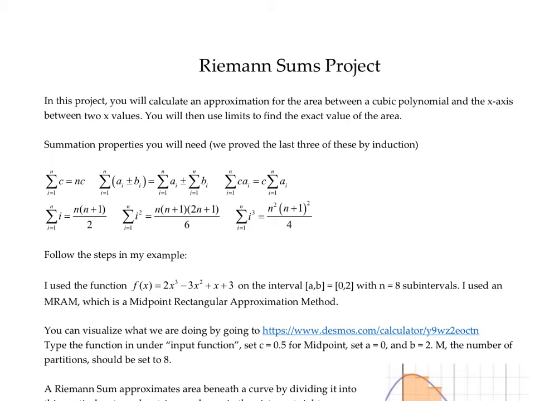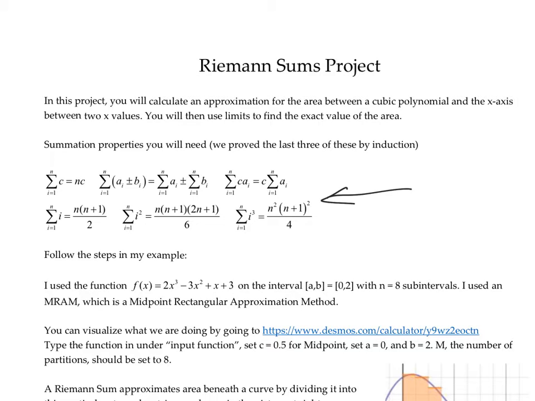Hello, this video is to help students understand and complete the Riemann sums project. You should understand that we'll be approximating the area between a cubic polynomial and the x-axis between two x values, and we'll then use limits to find the exact value of that area. There are several summation properties that you should be comfortable with. We proved the last three of these by induction.